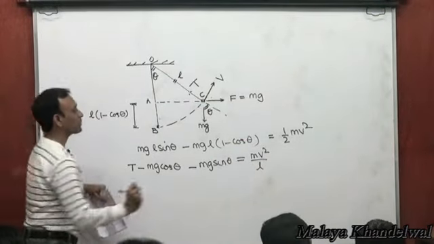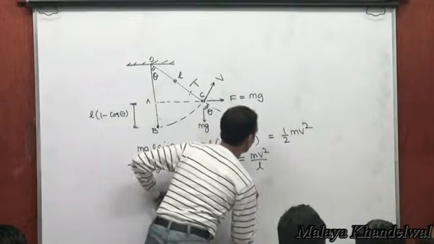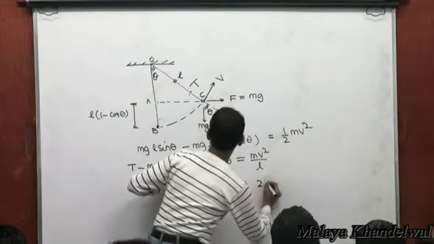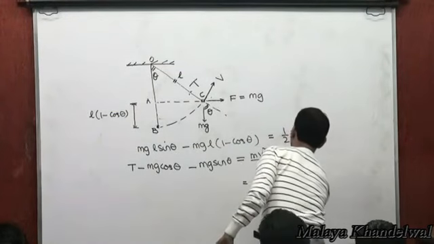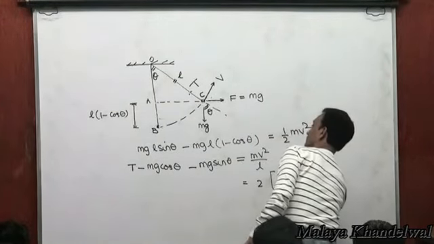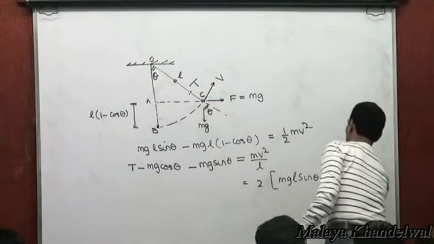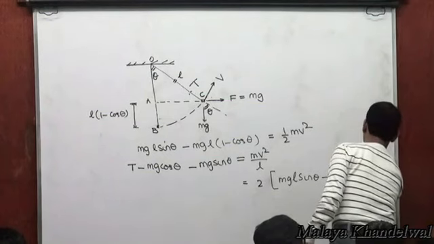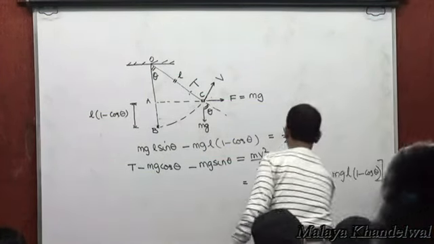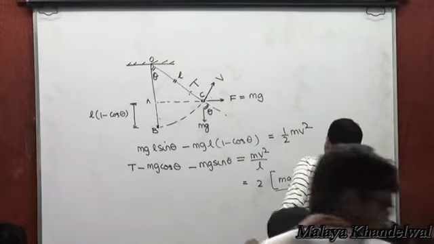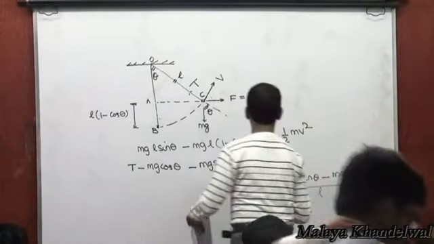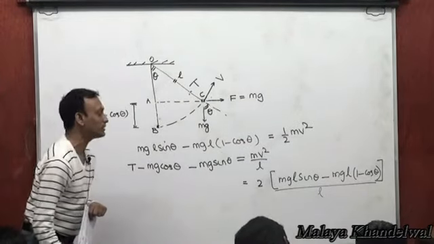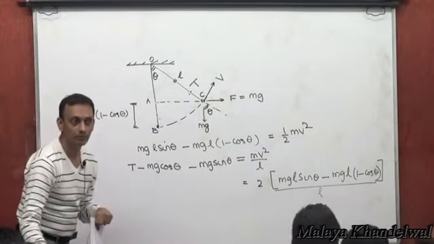Yes or no? But mv squared by L, as you can see, is 2 times mgL sin theta minus mgL into 1 minus cos theta, by L. Yes or no? See, mv squared is 2 times this divided by L. That's mv squared by L. That's the right hand side. Clear?